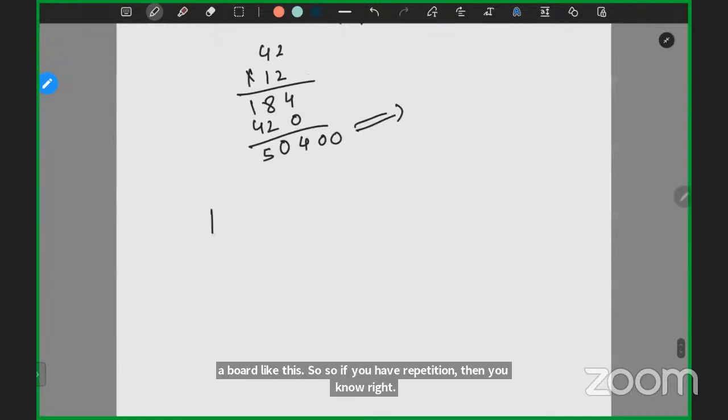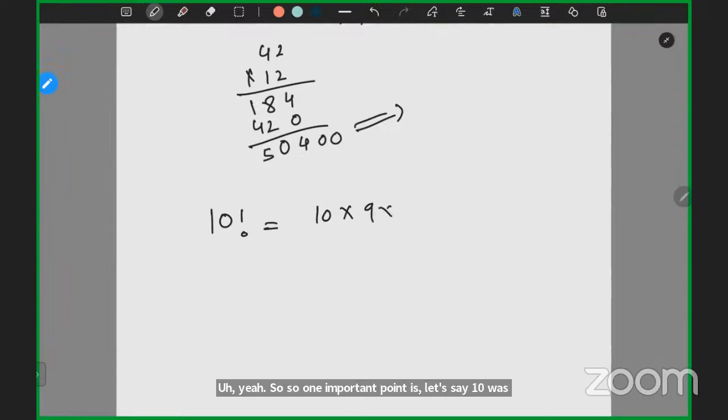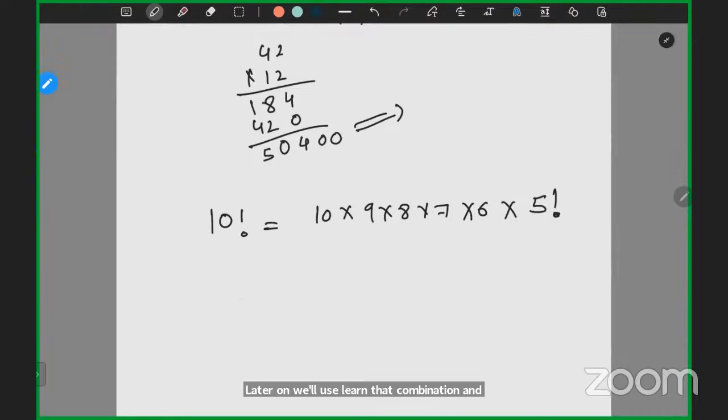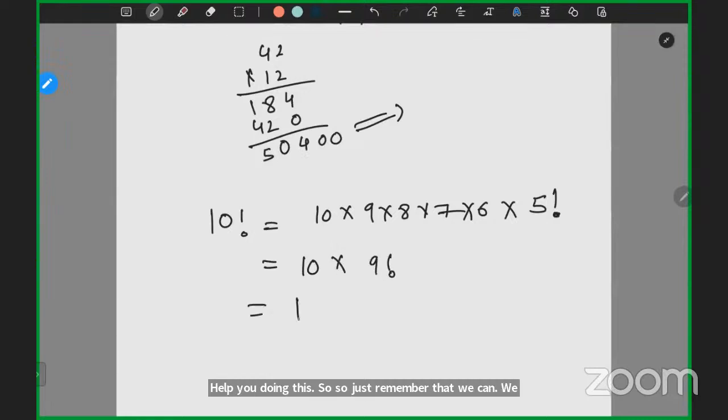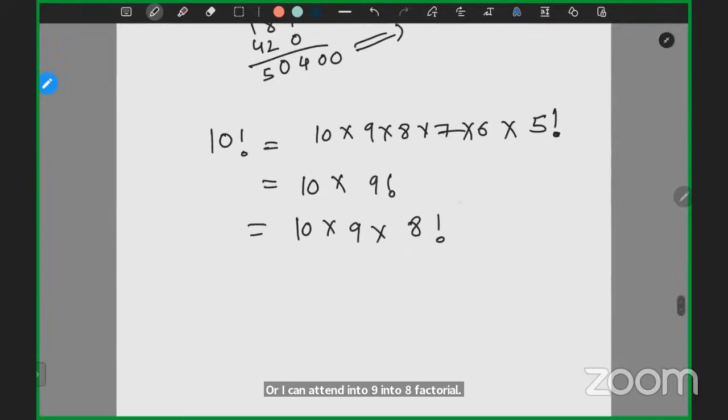Now, one important point is, let's say 10 factorial was there, right? So what I did is I tried 10 into 9 into 8 into 7 into 6. Then I wrote 5 factorial. So you can do this way also. Later on we'll learn combination and permutation, and that formula will help you do this. So just remember that we can expand in any way. Let's say I can expand 10 into 9 factorial, or I can write 10 into 9 into 8 factorial. So there are different ways I can use this. Whatever number I want, I can extract that and then put factorial for the rest of them.